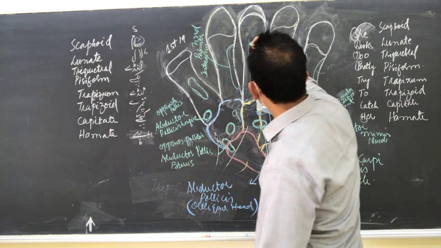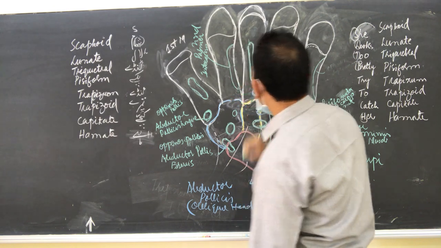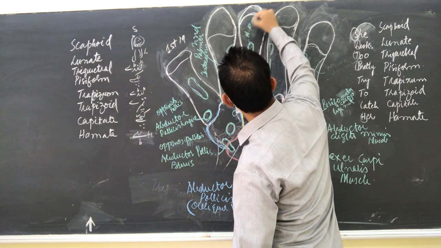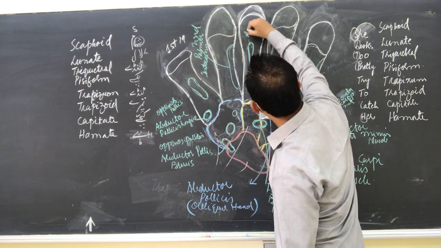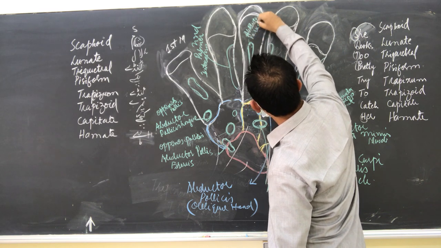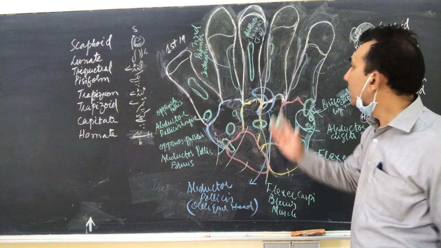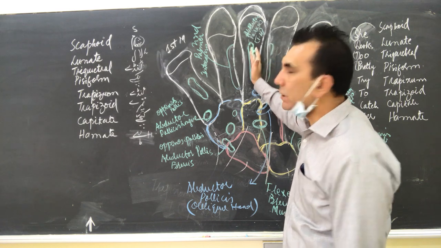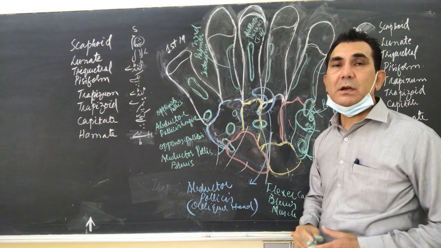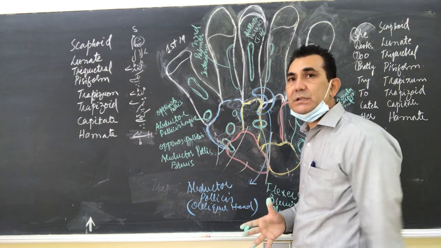Now in the third metacarpus, in the center of the shaft of the third metacarpus, is the attachment of the adductor pollicis muscle, the transverse head of the adductor pollicis muscle, attached over here.